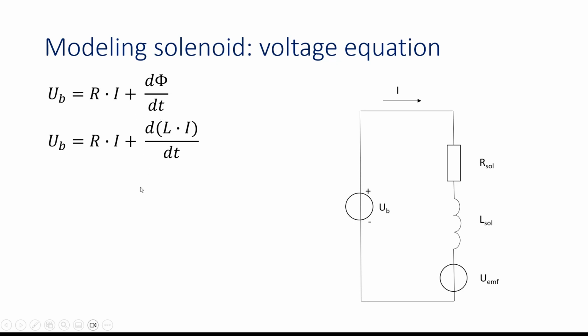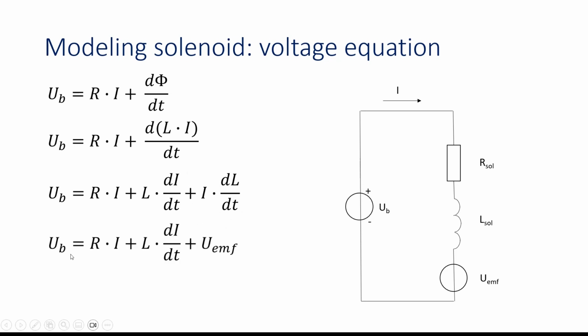So we have to change that formula, and this way we have to say, well, the voltage is equal to R times I plus L times dI/dt plus I times dL/dt, because this is not a constant value again. So this is what we called the back EMF voltage, so we can also say that the voltage is equal to R times I plus L times dI/dt plus the back EMF voltage U_EMF.